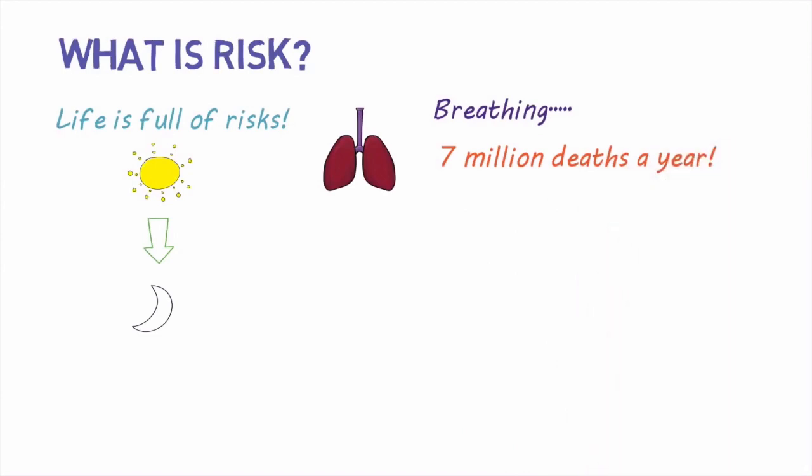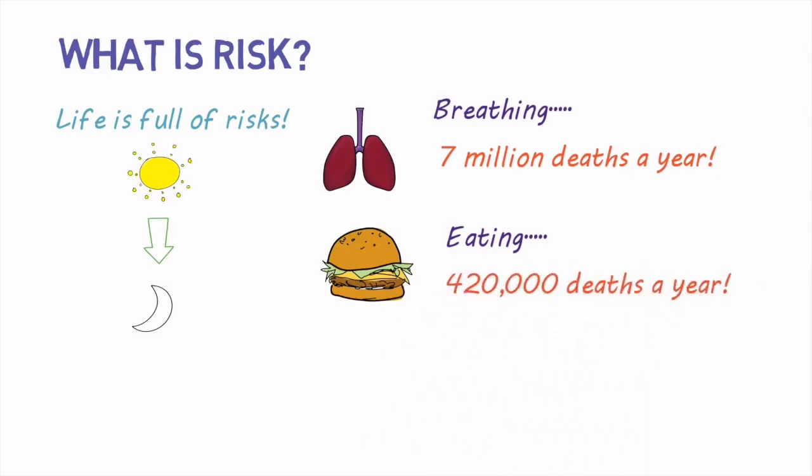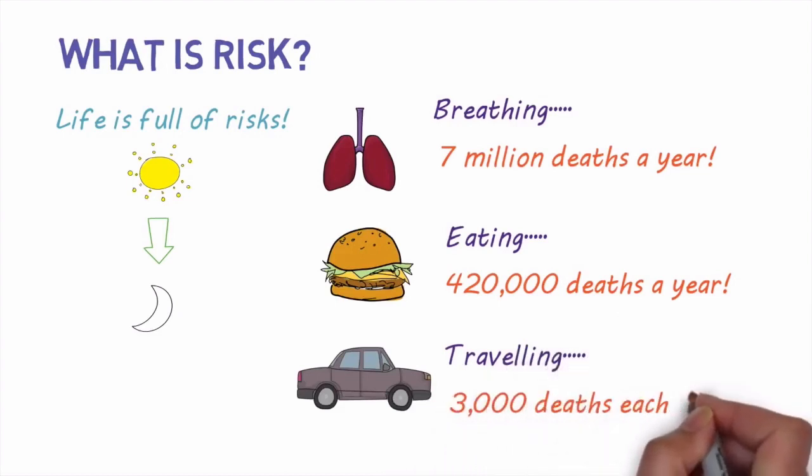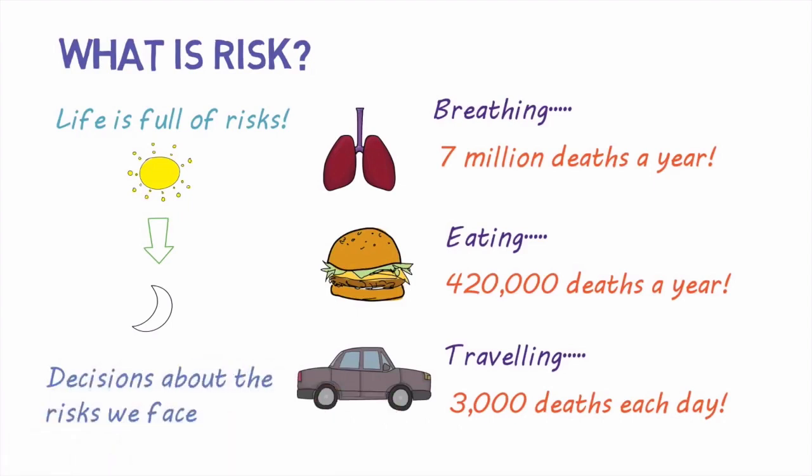There are risks associated with eating. Foodborne illness causes about 420,000 deaths each year. And then there's traveling. Road accidents cause over 3,000 deaths each day. In fact, every day we have to make constant decisions about the risks we face.